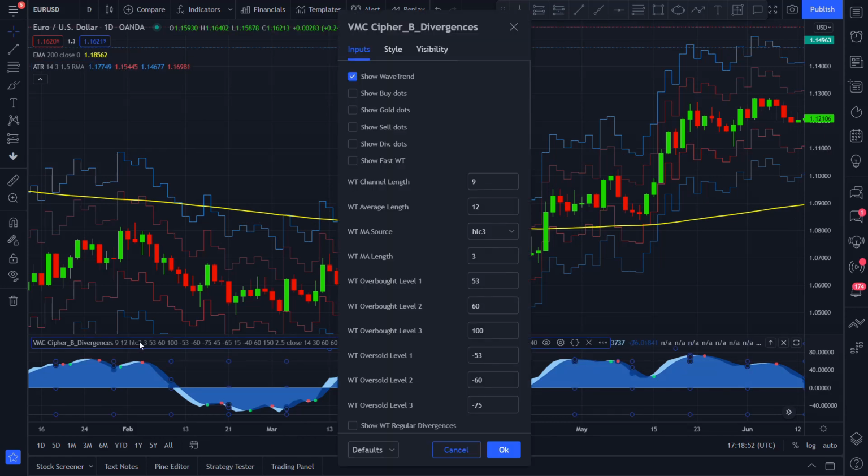And the last one is the Wecome indicator. I just untick the boxes which we don't need. So basically I just left the wave trend and that's it.